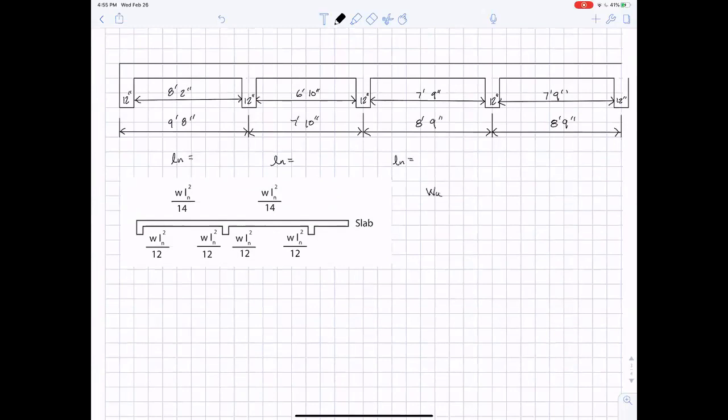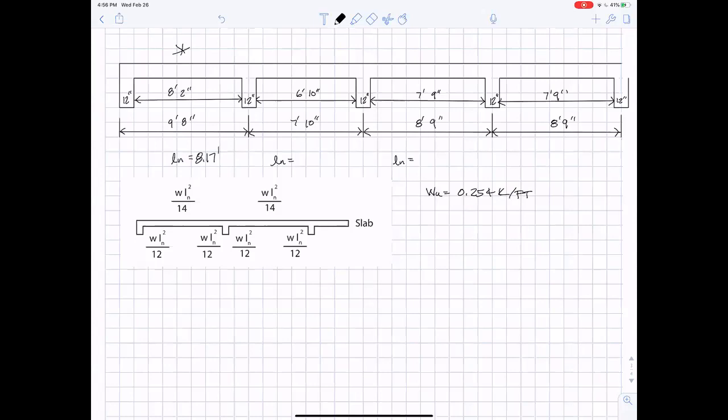And WU equals 0.254 kips per foot. You would have to do this for all 4 spans. I'm going to just do this for this first span here, and you can do the rest. So the clear distance is 8 foot 2 inches, so that is 8.17 feet. WU is 0.254 kips per foot.